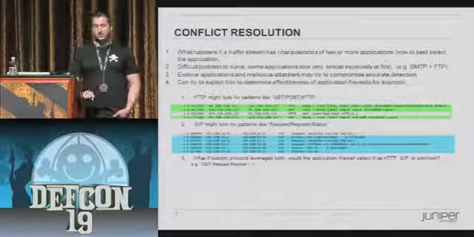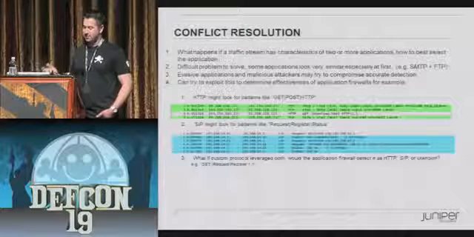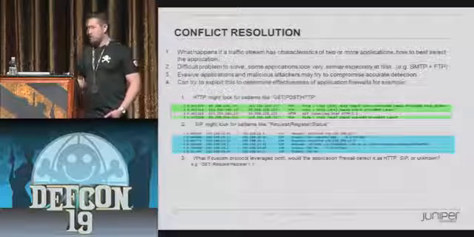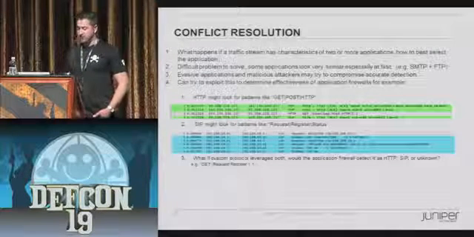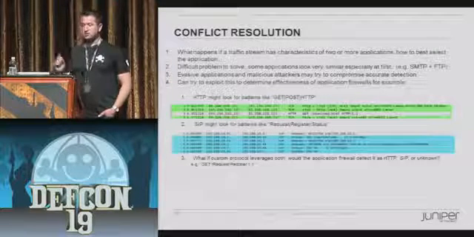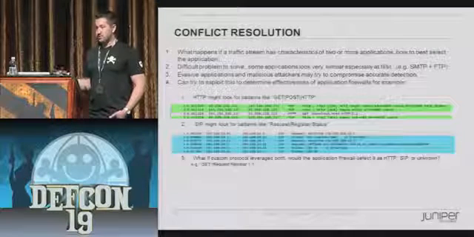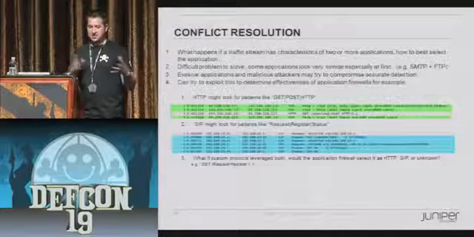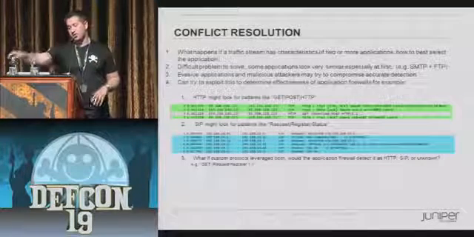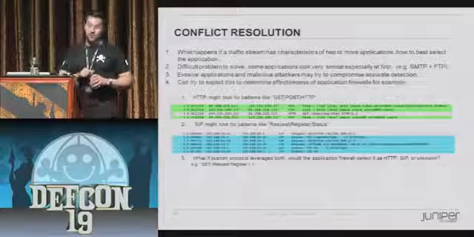Now, a really interesting thing has come up, and different implementations are going to handle this differently, but it's called conflict resolution. This is something an attacker might be able to do. What happens if you have an application that matches more than one application? SMTP and FTP are very similar, and they could potentially match each other's. How do you resolve conflicts in the actual application detection? That could be used to an attacker's benefit, and it'll really just vary by implementation.